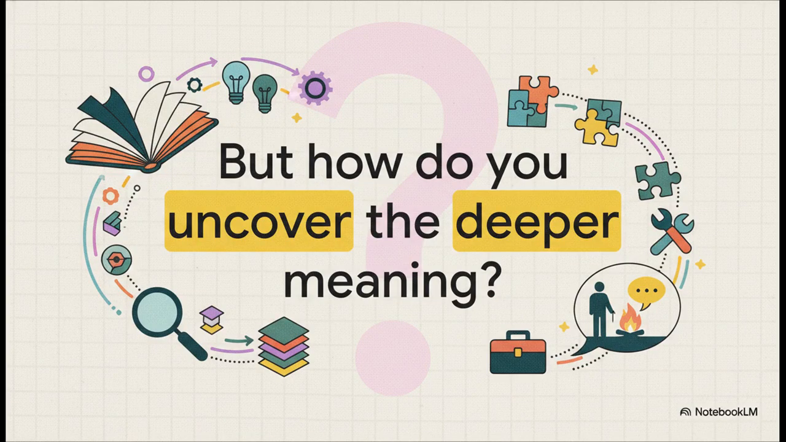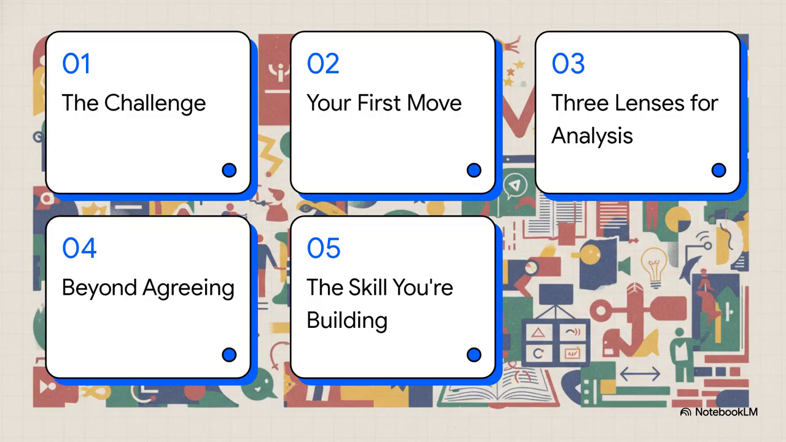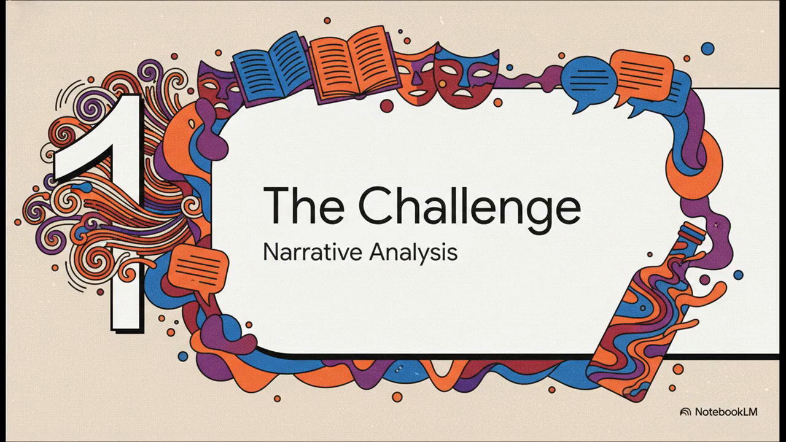So the big question is, how do you actually get to that deeper meaning? Okay, let's dive right into it. We're going to take a set of instructions for an assignment and turn them into a super practical toolkit that you can use on pretty much any story. Here's our roadmap for today. We'll start with the challenge itself. Then we'll talk about your first move, how to get started. After that, we'll explore 3 lenses for analysis, move on to what happens beyond just agreeing with people, and finally, wrap up with the skill you're actually building through all this. Let's get to it.